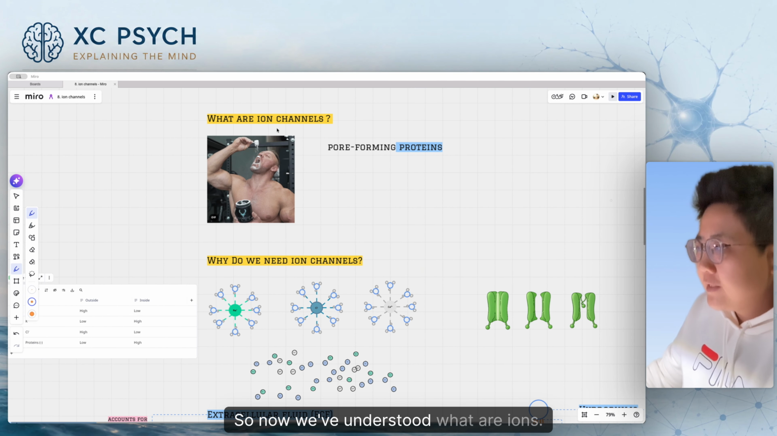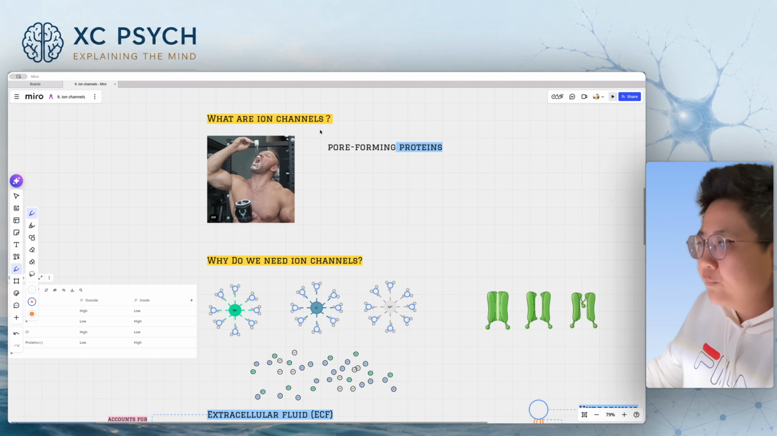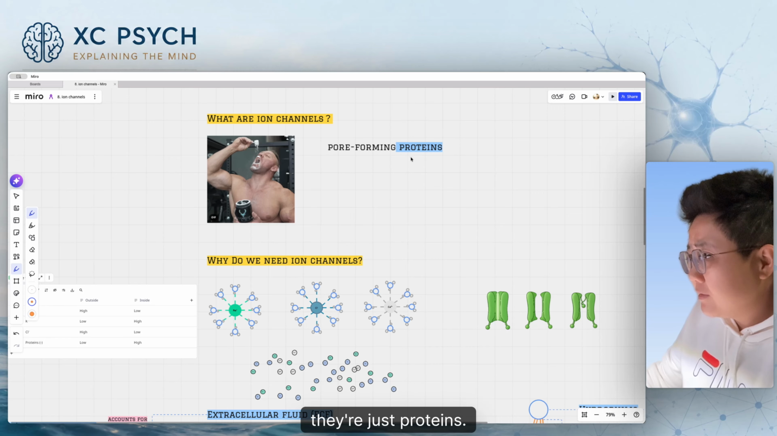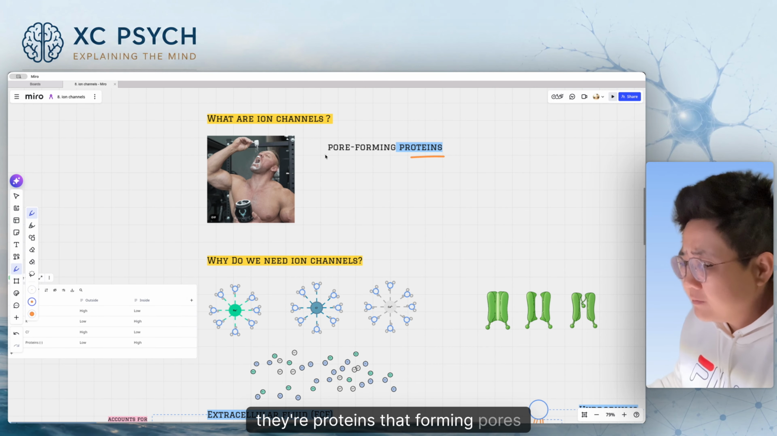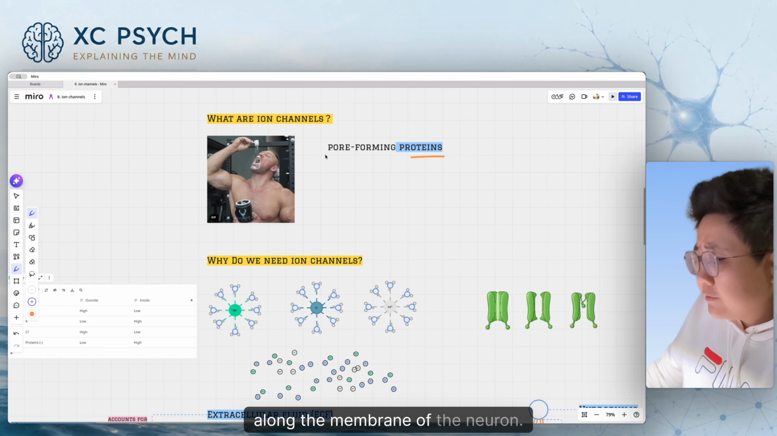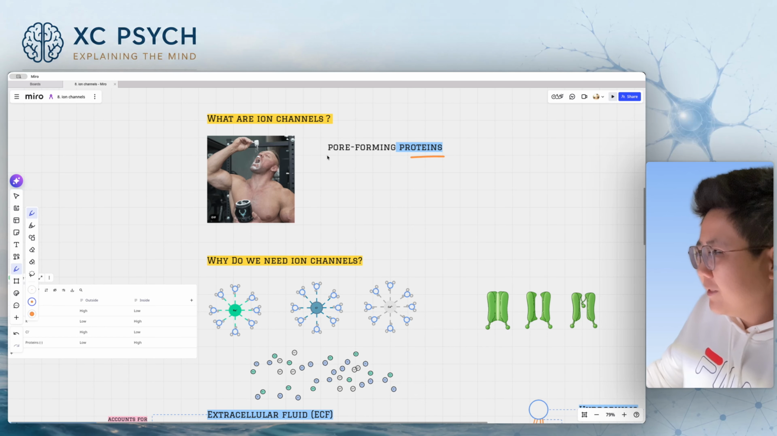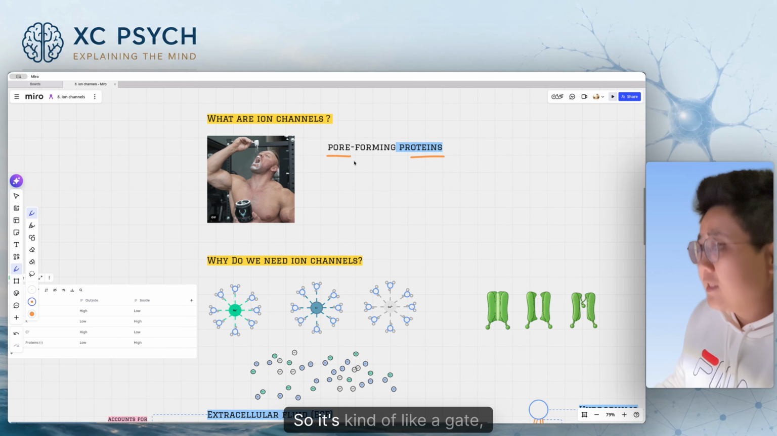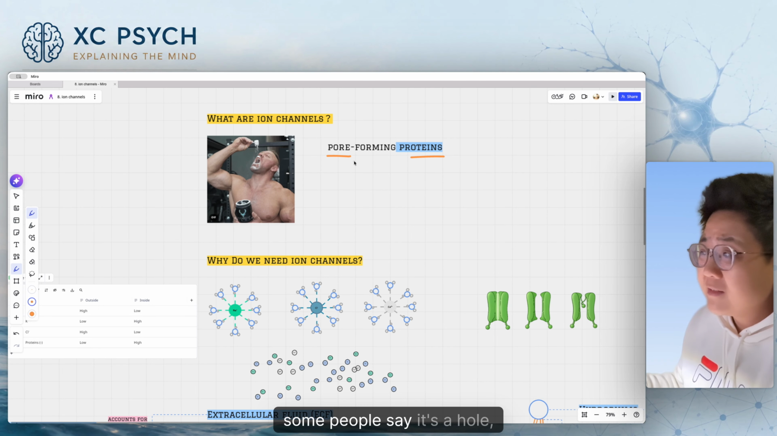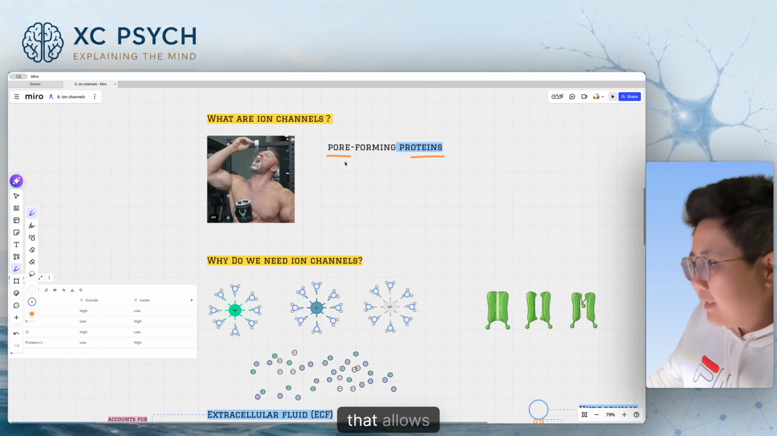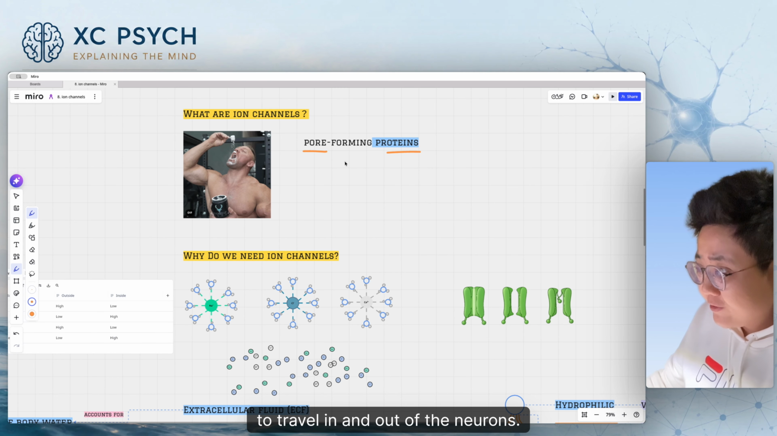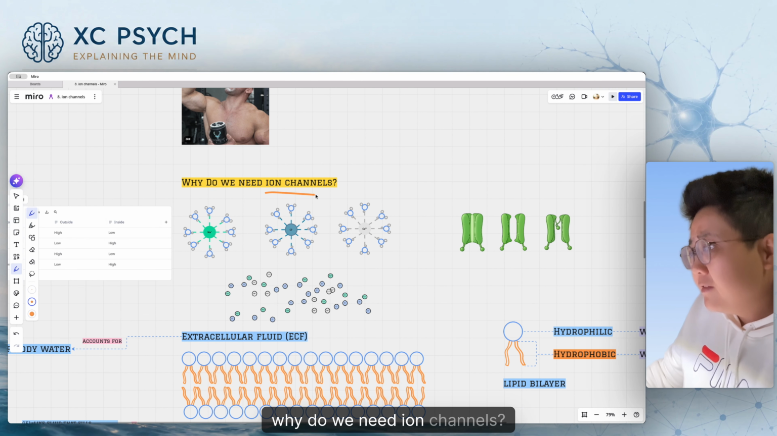So now we've understood what are ions. Now we are trying to answer the question, what are ion channels? And basically, they're just proteins. They're proteins forming pores along the membrane of the neuron. And if you don't understand what a pore is, we've talked about gates. So it's kind of like a gate, or some people say it's a hole, that allows ions to travel in and out of the neurons. And why do we need ion channels?